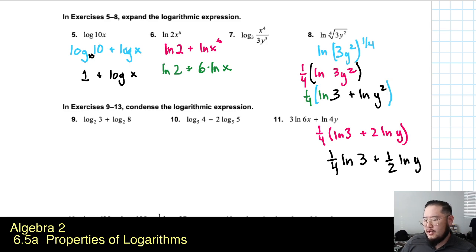So in this section, we had a lot of things go on. They all dealt with the 3 properties, right? We had our product, quotient, and power property. And you also have to kind of use like an order of operations in order to correctly use them in expanding or condensing, which we'll get to in 6.5b. Hope you learned a lot right here.